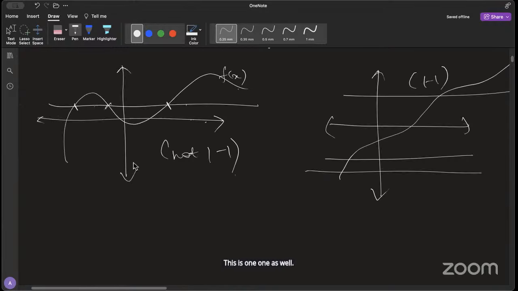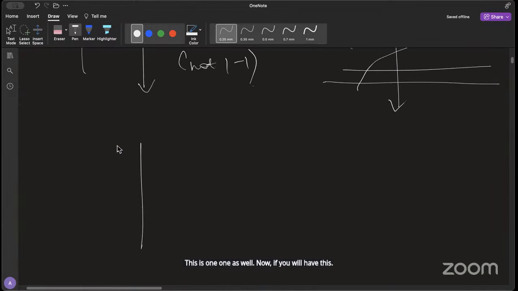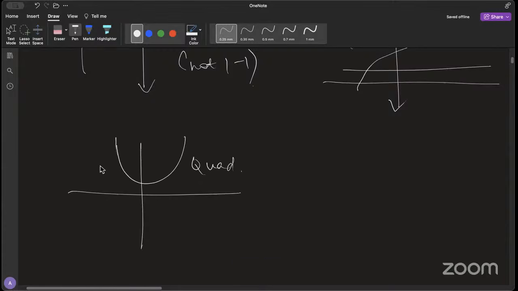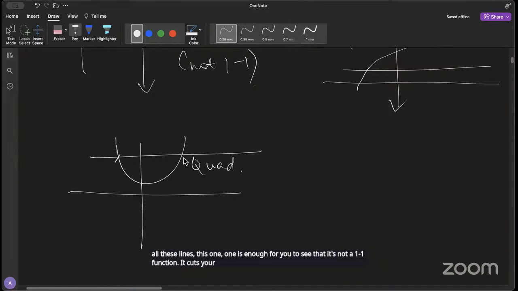Now, if you have a quadratic one, all these lines, this one is enough for you to see that it's not a one-one function. It cuts your graph at two places, right? Here and here. That's why this is not one-one.